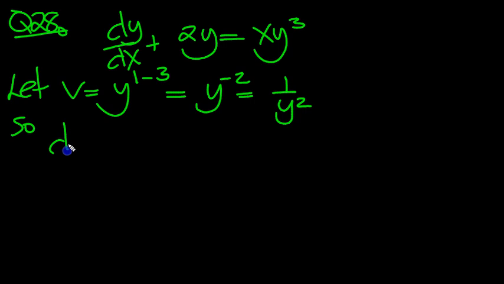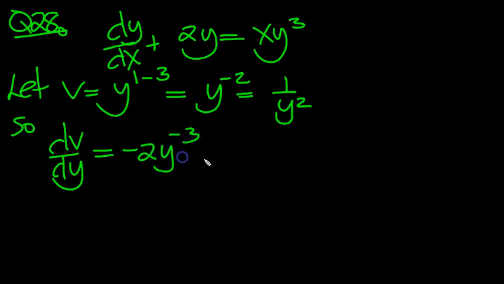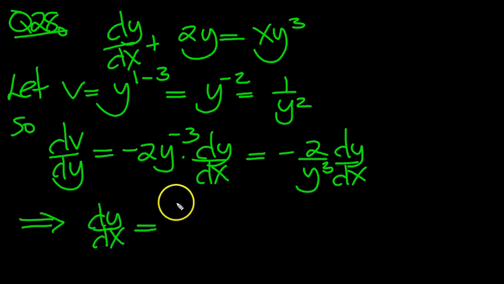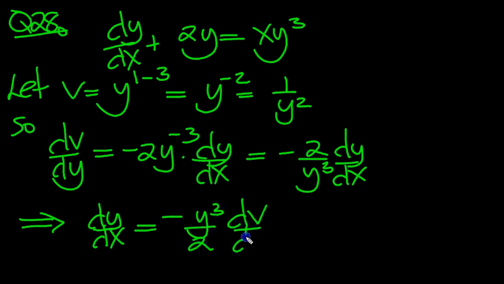So here, let's get dv/dy then. It's a function of a function, so it's minus 2 y to the minus 3, power rule, multiplied by the something, which is dy/dx. So you get that, which equals minus 2 over y cubed, dy/dx. So that tells us then that dy/dx is equal to, the minus can come over, the y cubed comes up, the 2 comes down, doesn't it? And then we've got dv/dx here.